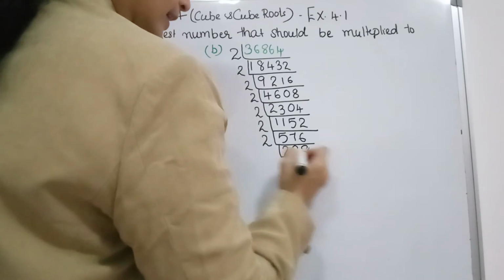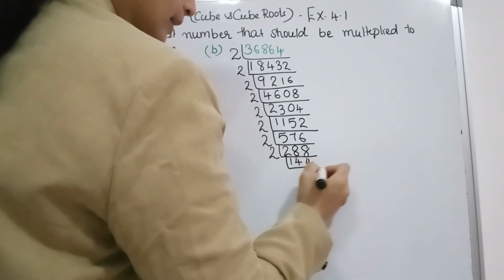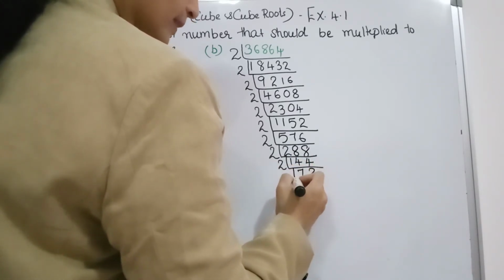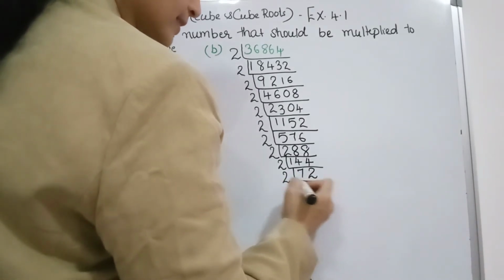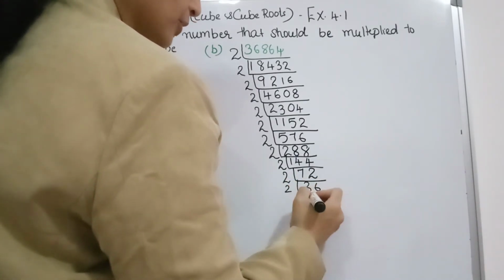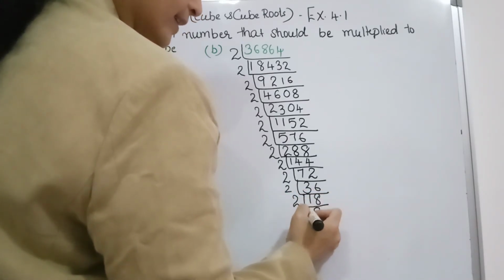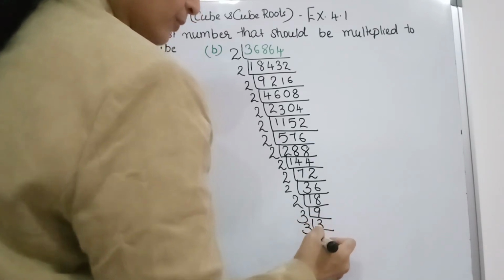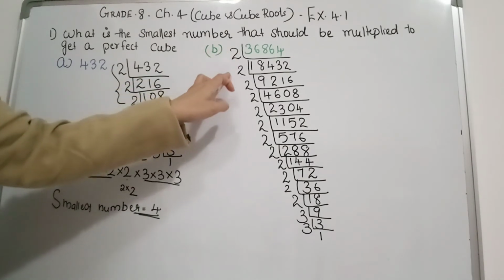2, 288, again by 2, 144, and again by 2, 72, and again by 2, 36, and again by 2, 18, 2, 9, then 3, 3, 1. So this is our prime factorization of 36,864.